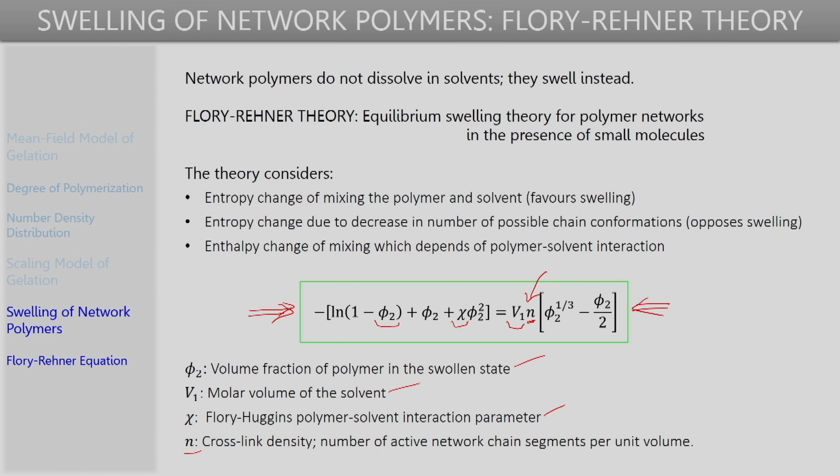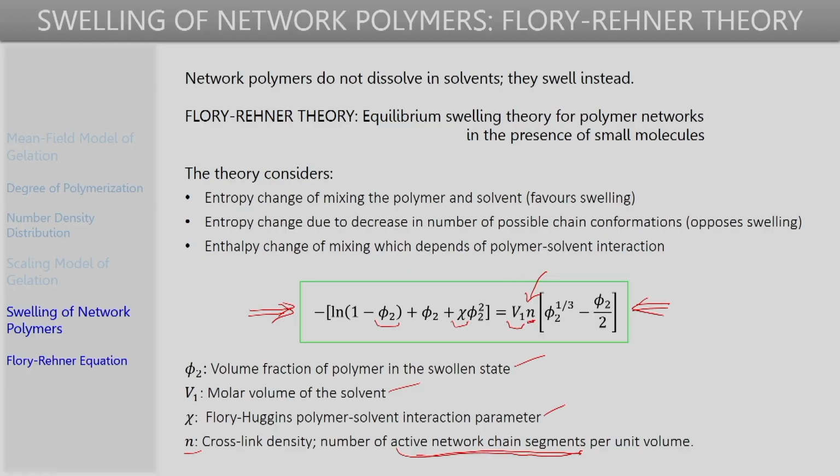So, when we say active network chain segments, this term basically describes the chain segments which are between two junction points. So, the chain segments connecting two other chains, that's what we mean by active network chain segments, and this corresponds to a segment of a chain that is bound at the two ends by two junction points. So, the number density of such network chain segments per unit volume is what this N is, and it is also sometimes called the cross-link density, and one should note that this number density is actually different from the number density of the junction points.